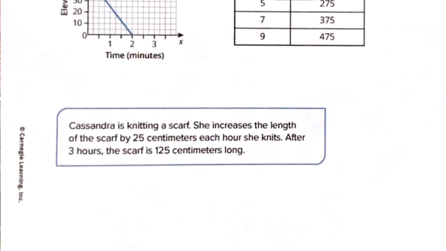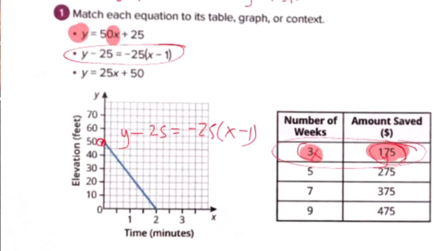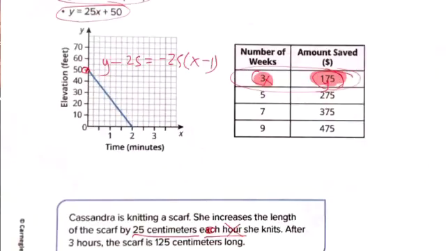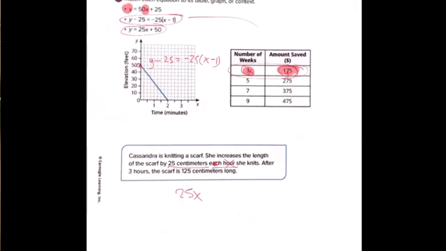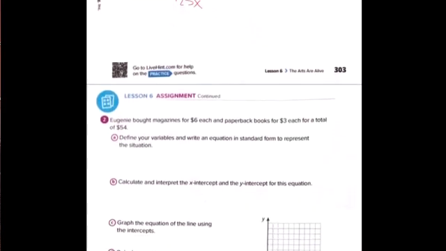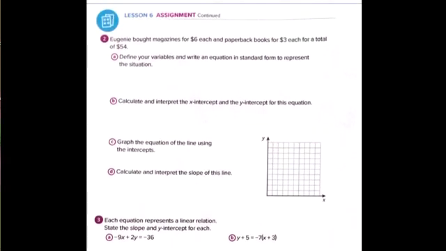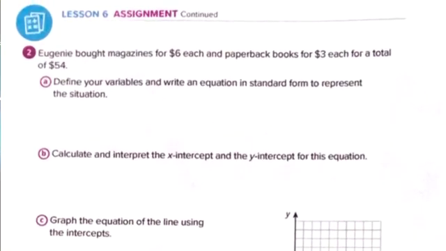So Cassandra is knitting a scarf. She increases the length of the scarf by 25 centimeters each hour. Oh, that's your slope right there, 25x after knitting. Okay, so which one has a slope of 25x? That one. So it's obvious which one goes to which. Okay. Any questions?